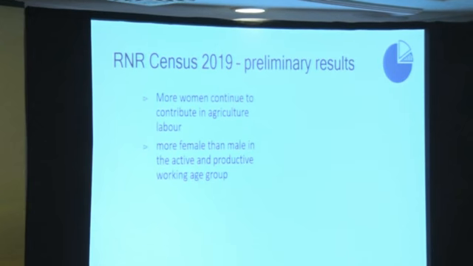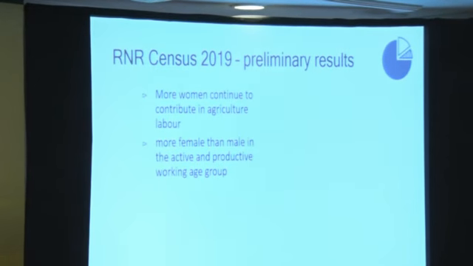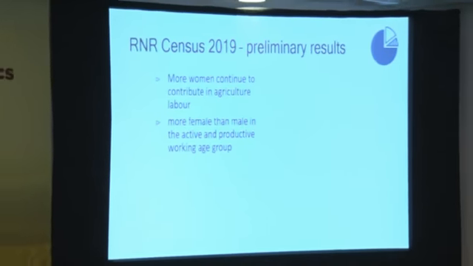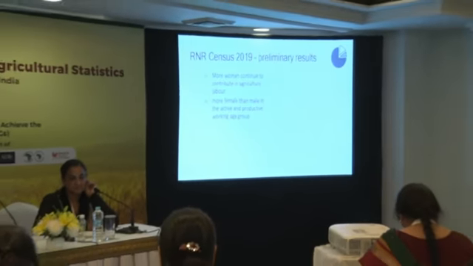were employed in the agriculture sector. In the recent preliminary results from the RNR census, it was found that more women continue to contribute in agricultural labor. More female than men are in the active and productive working age population. And we can see that in the chart here.